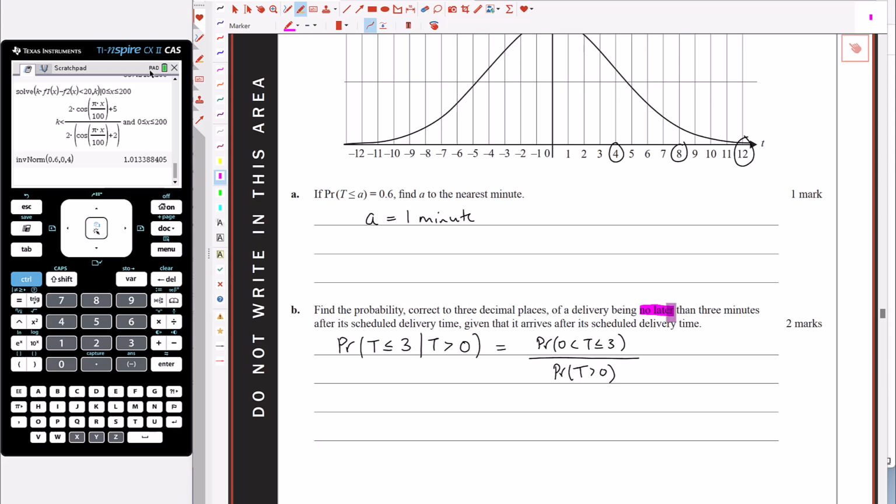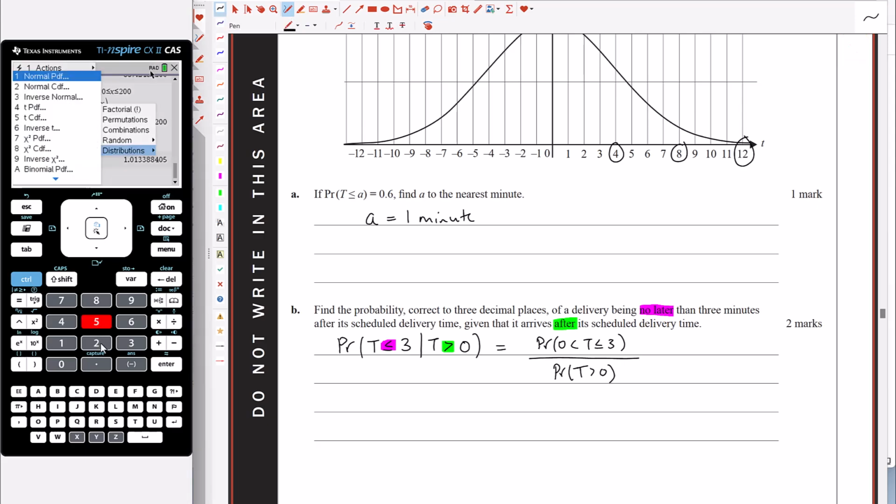Okay, so I think that matters. Similarly, given that it arrives after its scheduled delivery time, well, after means that it is more than, greater than. I can't predict what a VCAA assessor would do, but to me, I think part of the method is an accurate interpretation of the wording of the sentence. Okay, let's calculate these probabilities.